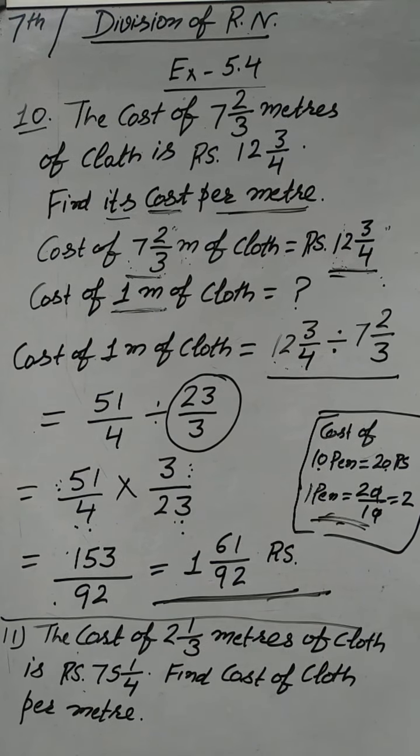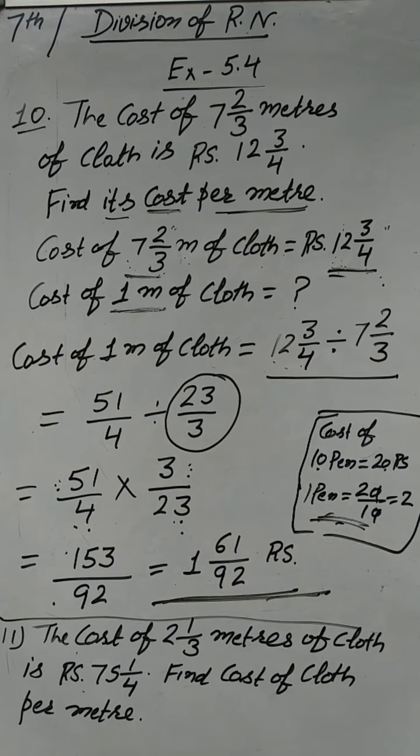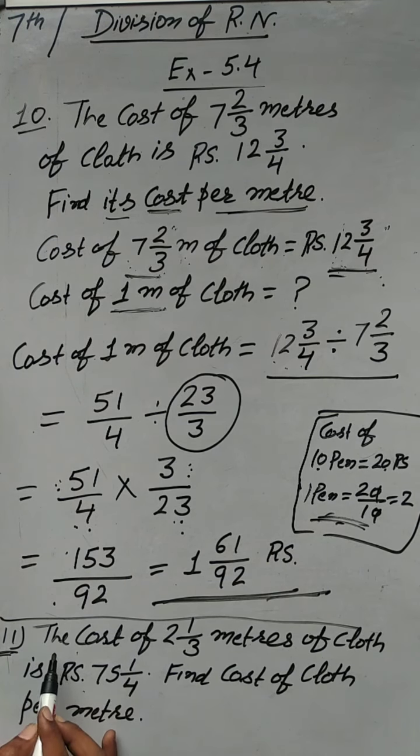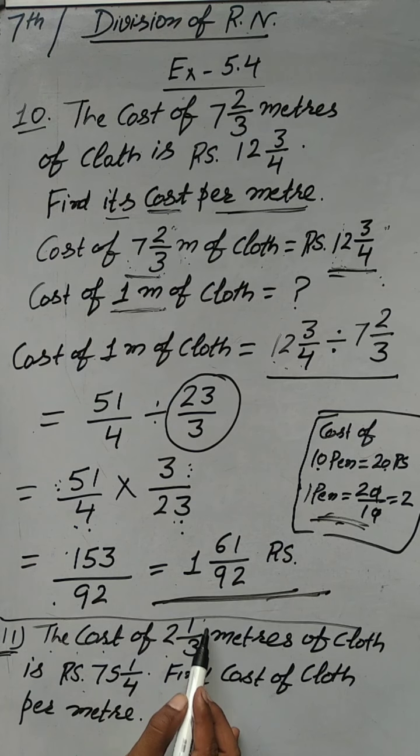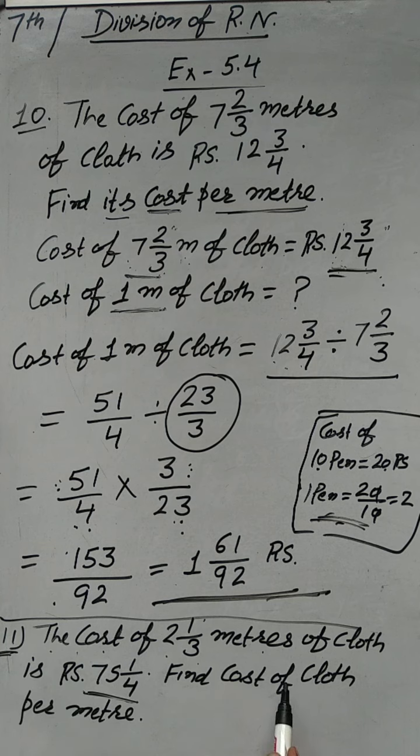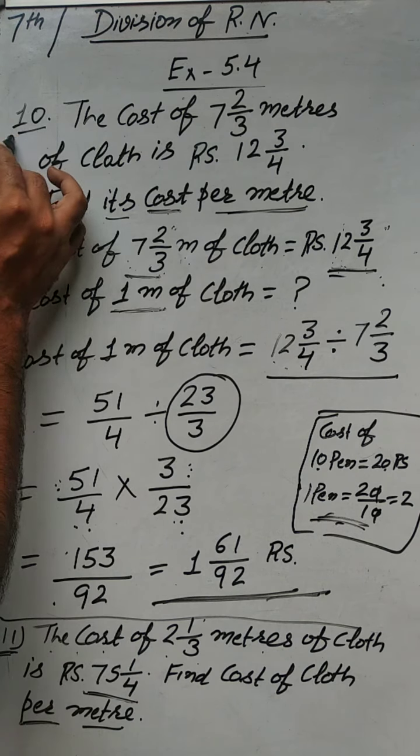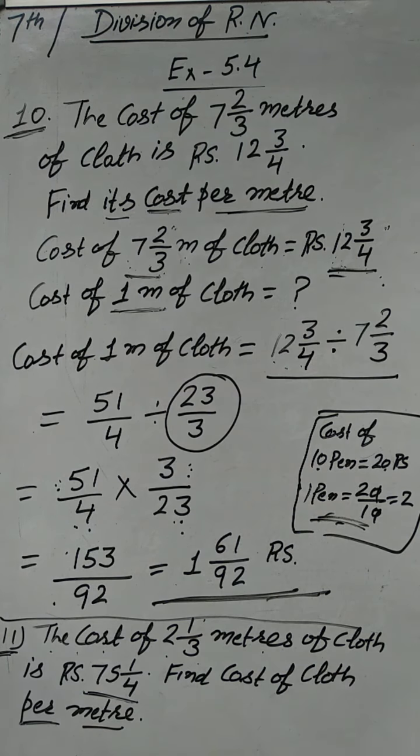Yes, beta. Next question is question 11th. Same like question 10th. Question 11th is, the cost of 2 and 1/3 meter of cloth is 75 and 1/4 rupees. Find the cost of cloth per meter. Means you have to find cost of 1 meter of cloth. Similarly you will proceed as in question 10th. Try it by yourself. I'm sure you can easily solve that question.